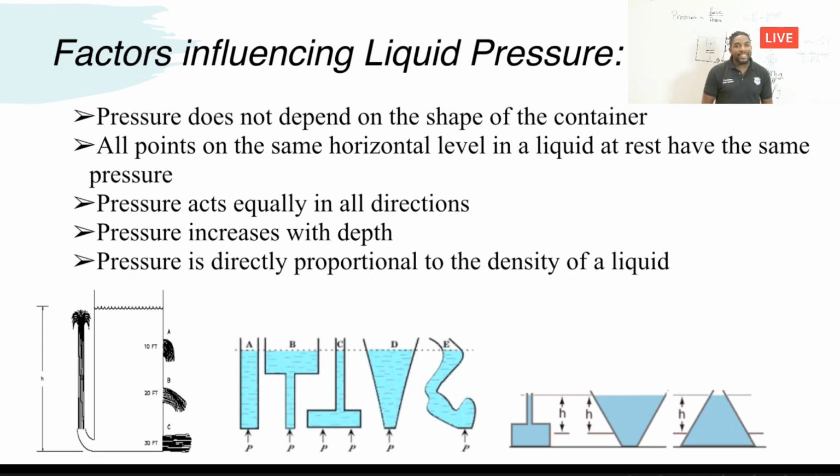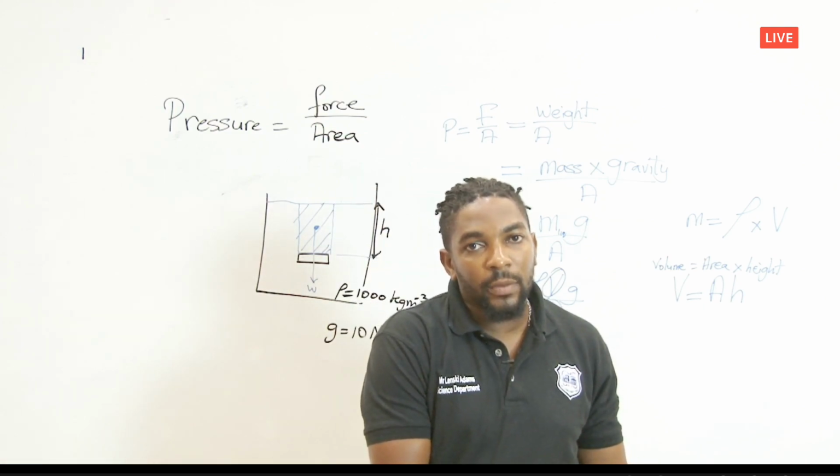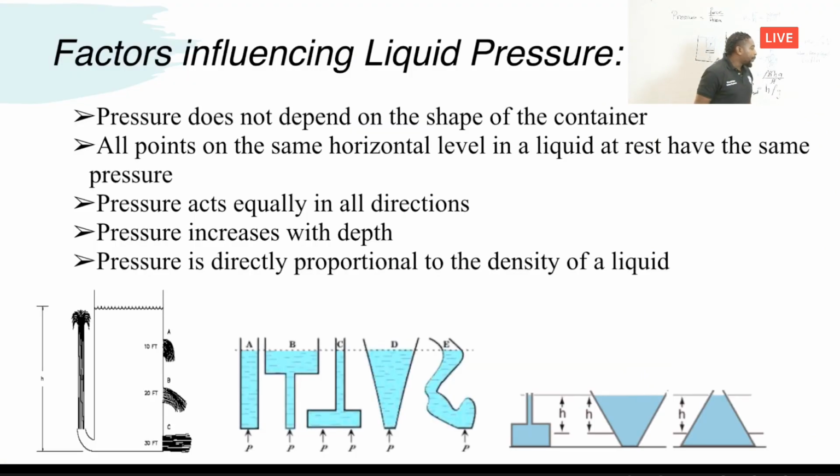The second point there is that all points on the same horizontal level in a liquid at rest have the same pressure. So what that means is that the pressure at any height or any depth across a horizontal level is always going to be the same. So the pressure at the surface of the liquid horizontally is going to be the same value. So if the pressure at that horizontal point is 50 pascals, if we go across on a horizontal plane, the pressure is still going to be 50 pascals. If we go down to a depth of 20 meters in a pool, and I am here, I experience a pressure of 100 pascals, another person over at the same depth is going to experience the same amount of pressure there.